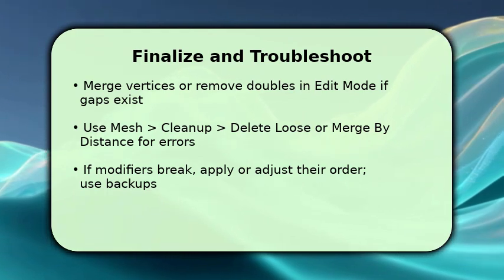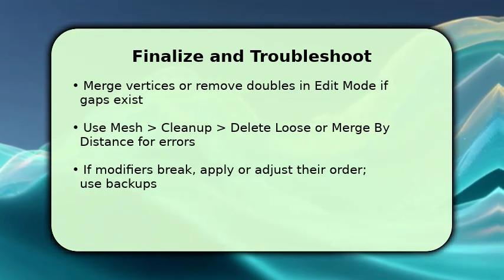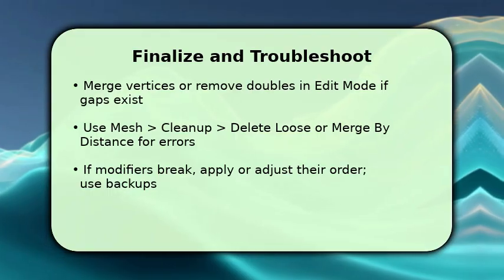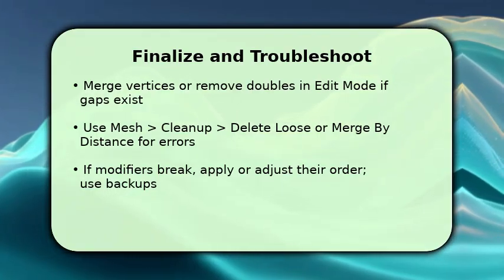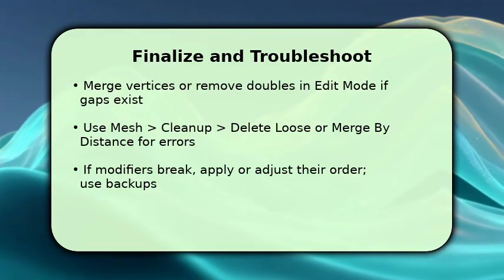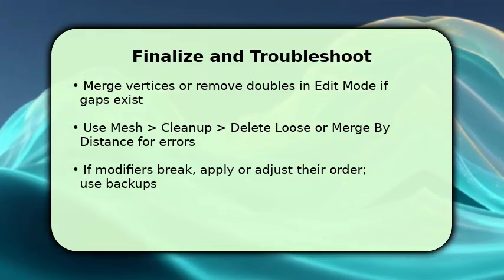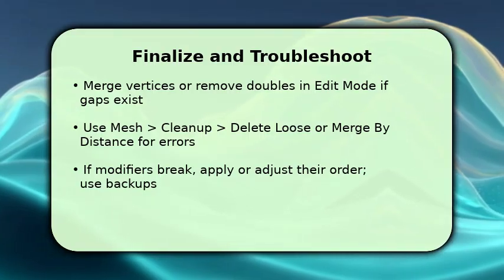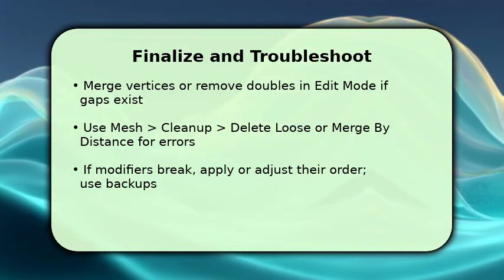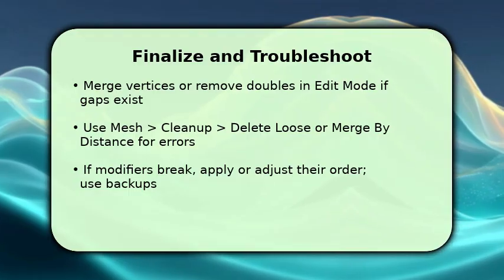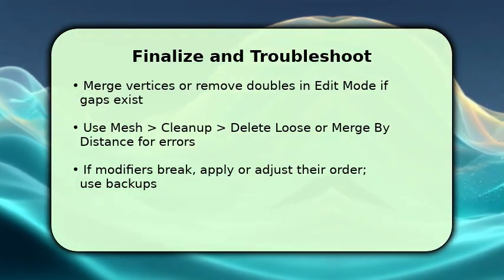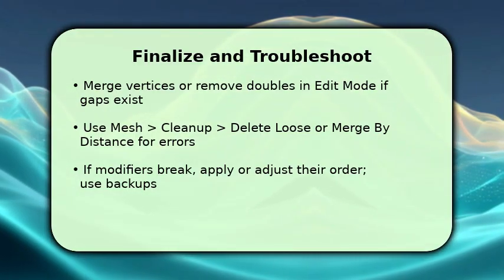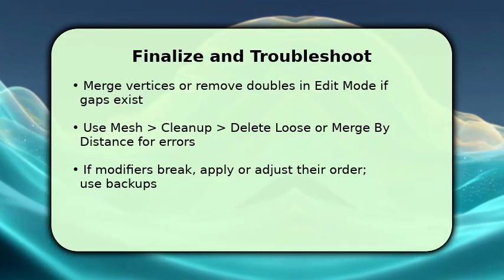Go into Edit mode for each object and merge vertices or remove doubles when seams appear, because detaching often introduces tiny gaps. If you find loose geometry, use mesh cleanup tools to delete it and verify modifier stacks. Apply or reorder modifiers as needed to restore expected behavior. If something breaks, revert to your saved version or use incremental saves. That prevents lost time and preserves a known good state.